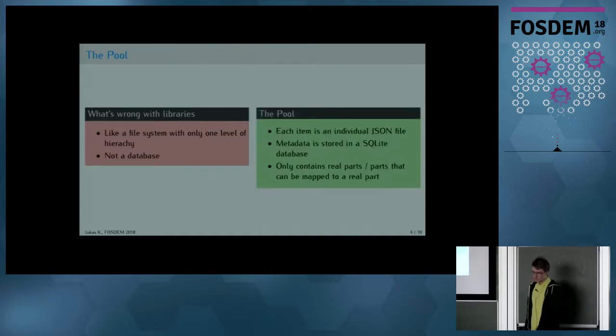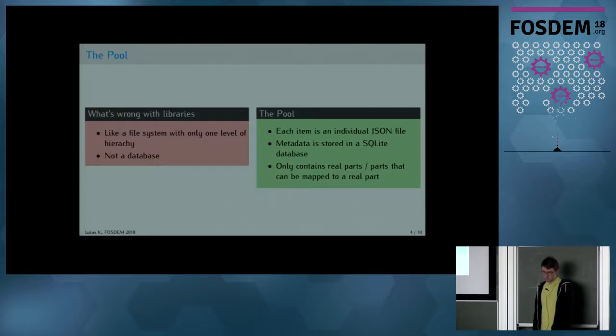Instead, in the pool, it's like having just one library. In the pool, each item, each symbol, each package and stuff, is placed in its individual JSON file, which makes merging stuff easier. And since having a bunch of files scattered around in a directory isn't that easy for searching, all of the metadata of these files gets scraped into a SQLite database, which makes searching a breeze.